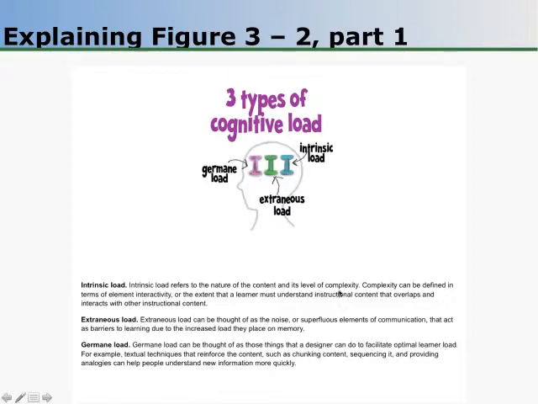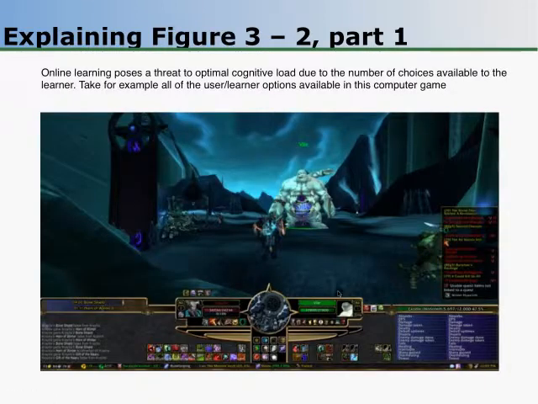For example, textual techniques that reinforce the content, such as chunking, sequencing, providing analogies, can help people understand new information more quickly. What's interesting about online learning environments is that they pose a threat to optimal cognitive load just due to the number of choices that are available to a learner.